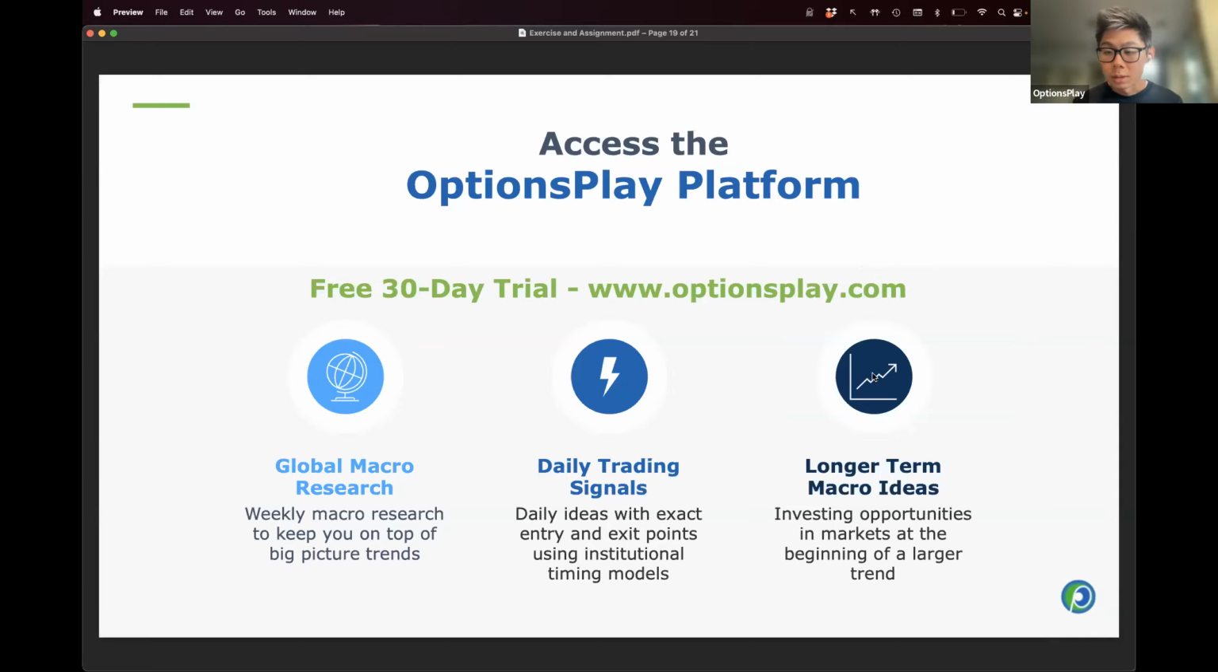Once an option has been assigned to you, do you have alternatives to assignment? No. Once it's been assigned to you, that's it. You are now long or short the stock. You can choose to close out that stock position immediately and reduce your exposure, but there's not much you can do beyond that.